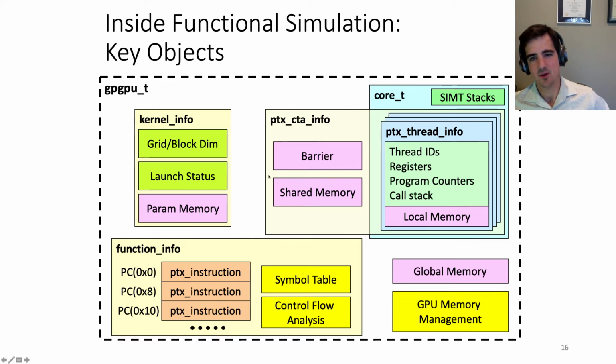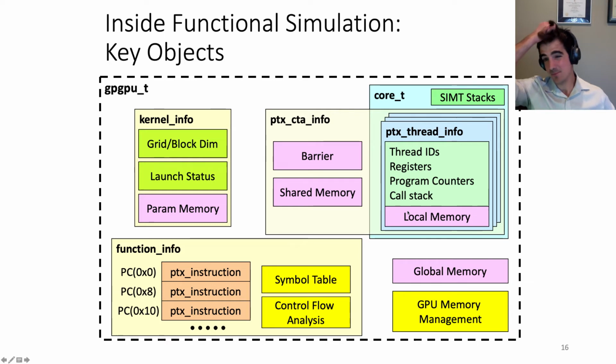PTX CTA info gives you all of the stuff that's associated with a thread block, or CTA, which stands for Cooperative Thread Array, which is basically a synonym for a thread block. So you've got information in here about the barriers that exist in the thread block. You've got the actual values that are stored in shared memory. Those also exist within this data structure. Inside of the CTA info, you've got a bunch of per thread infos. Okay, so the way that it's implemented is that each individual thread has its own set of thread ID registers, has its own private register space, program counters, call stack, and a bunch of local memory.